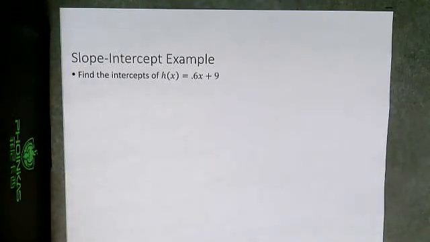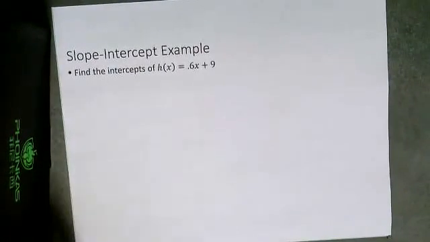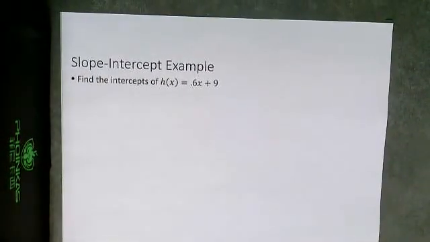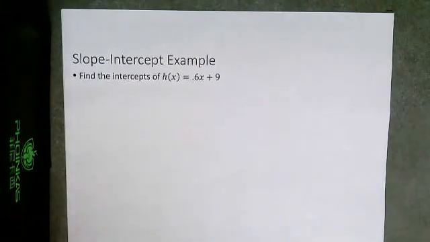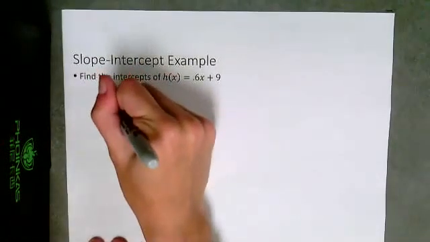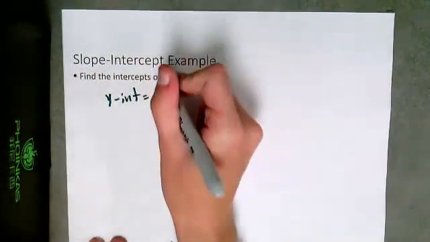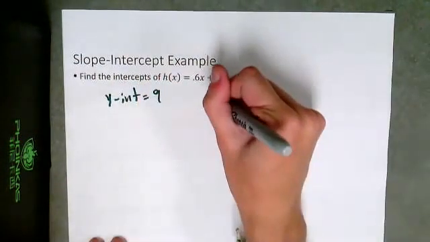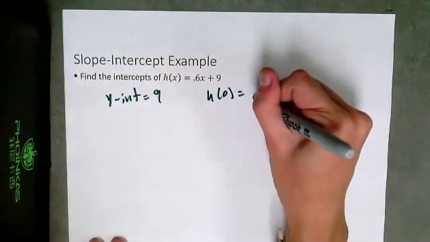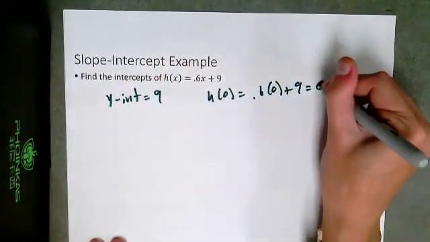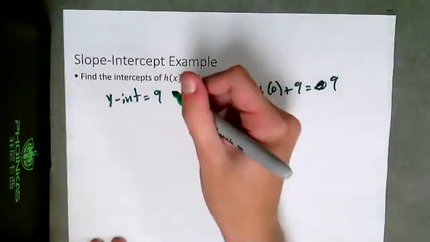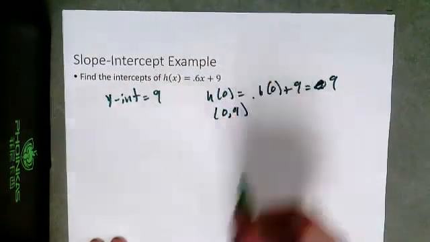Find the intercepts of h of x is equal to 0.6x plus 9. Well, that's not good. Okay, had to fix the camera. So find the intercepts of this guy. Well, the y-intercept is the easiest one to find. The y-intercept is going to be 9, right? Because h of 0 is 0.6 times 0 plus 9, which is just 9. And so we get the point (0, 9).